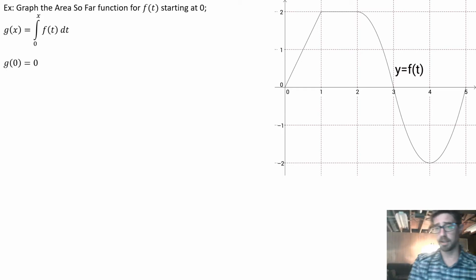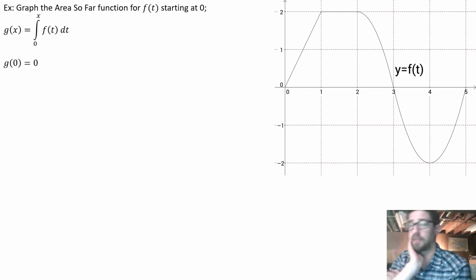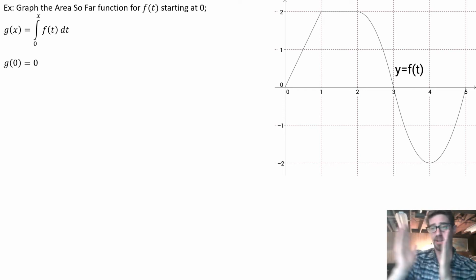So we're going to do this literally just by plotting points. That's all we can do. So I'm starting you off. g of 0, what is g of 0? It's the integral from 0 to 0 of f of t. And there is absolutely no area between 0 and 0. So g of 0 is 0. We got no area there.